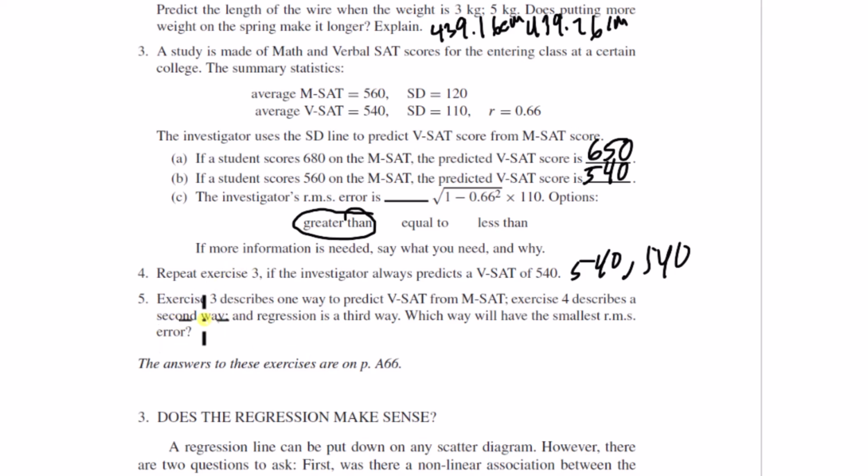Exercise 3 describes one way to predict VSAT from MSAT. Exercise 4 describes a second way, and regression is a third way. Which way will have the smallest RMS error? Regression. That's what we just learned. The regression line is the line that has the smallest RMS error of any other line that you could use. Exercises 3 and 4 were looking at this from the perspective of making predictions with the SD line, as well as with the horizontal line that goes through the point of averages. And neither of those cases was the regression line. So regression.